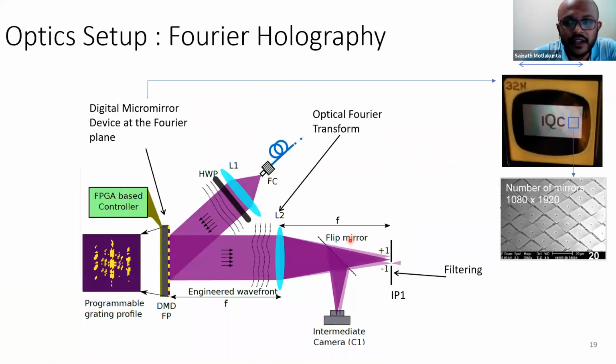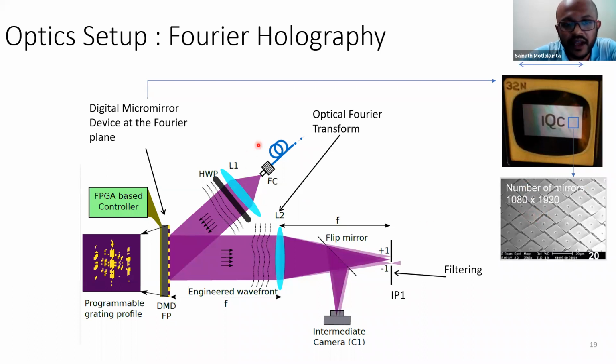We achieve single ion addressing using something called Fourier holography. This is achieved by a device called a digital micromirror device. A digital micromirror device, as shown in this picture, is an array of millions of tiny mirrors, each about 10 micron in size, which can be flipped at the rate of tens of kilohertz.